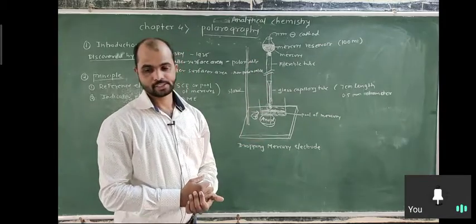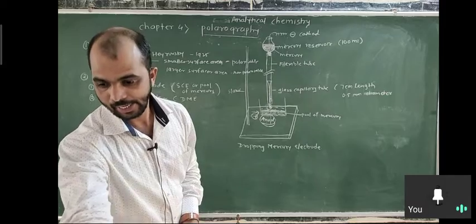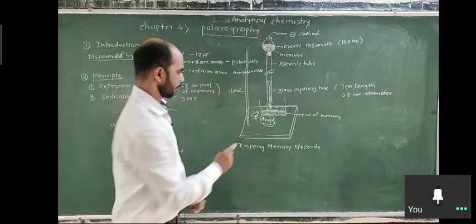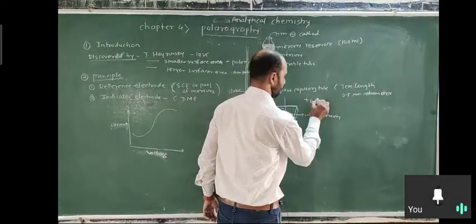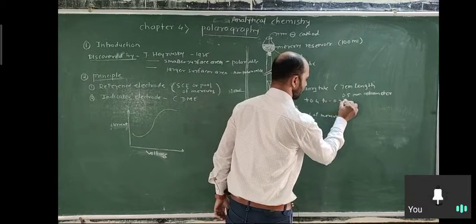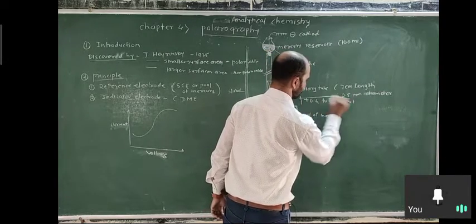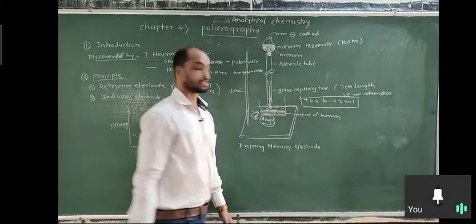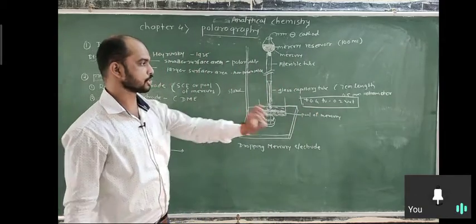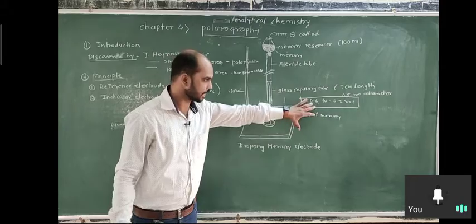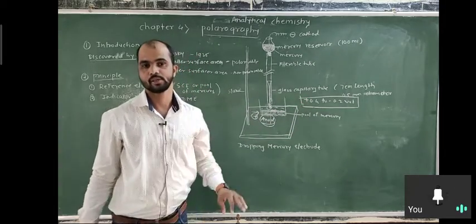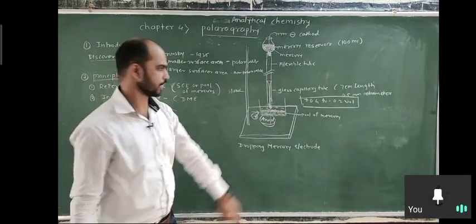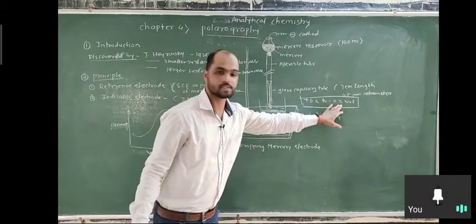It is another advantage. Then it can be used over the range of plus 0.4 to minus 0.2 volt. It is used in which range? Plus 0.4 to minus 0.2 volt. So only in the given range we can calculate the potential. Suppose any substance has a potential above this or below this, we cannot measure it.